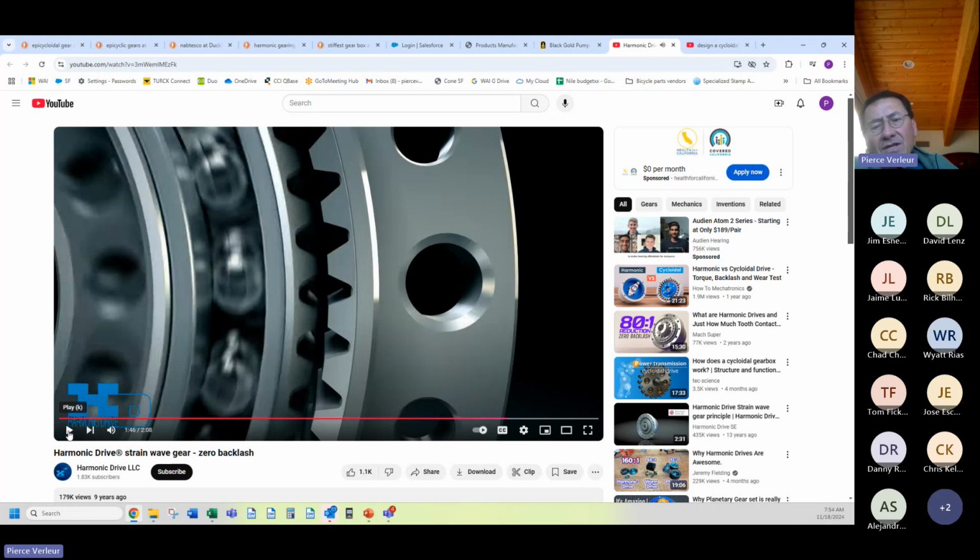Is this zero backlash? Looks like teeth to me with gaps. But no, it is zero backlash because there's always a tooth in contact because of the flexing of that flexible element, as opposed to a normal non-flexing gear where you would have backlash. This is true zero backlash.